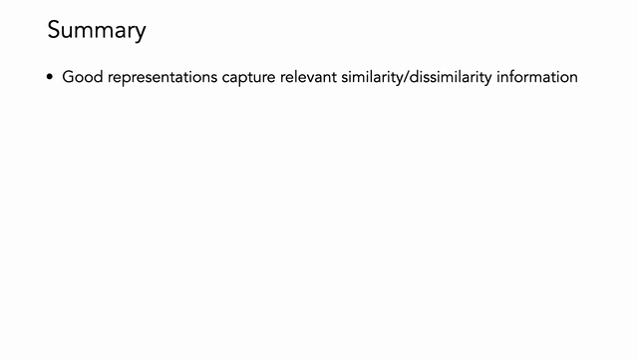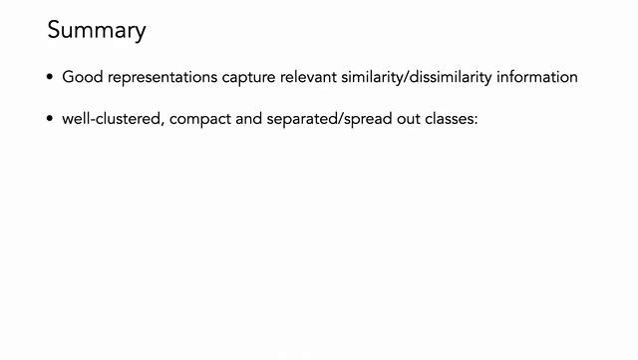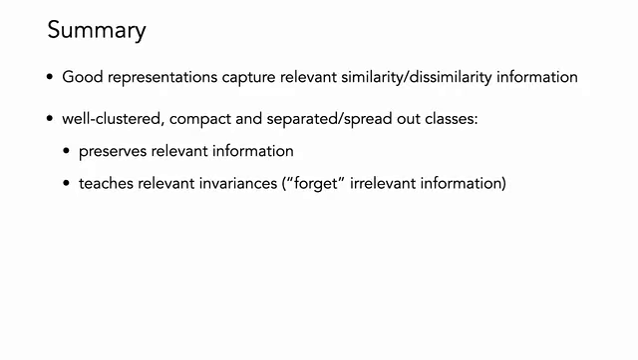Cool. So to summarize again, we tried to capture some dimensions of what makes a representation good, and specifically that good representations might actually be really based on similarity and dissimilarity. We said that we want to make sure that representations are well clustered, that they're compact, and that they're separated, so the classes are spread out. We want to preserve relevant information, and we want to teach relevant invariances, right? We want the model to almost forget the irrelevant information. Here, we're explicitly defining what's irrelevant based on, for example, in those self-supervised objectives, showing different augmentations that we want the model to be invariant to.